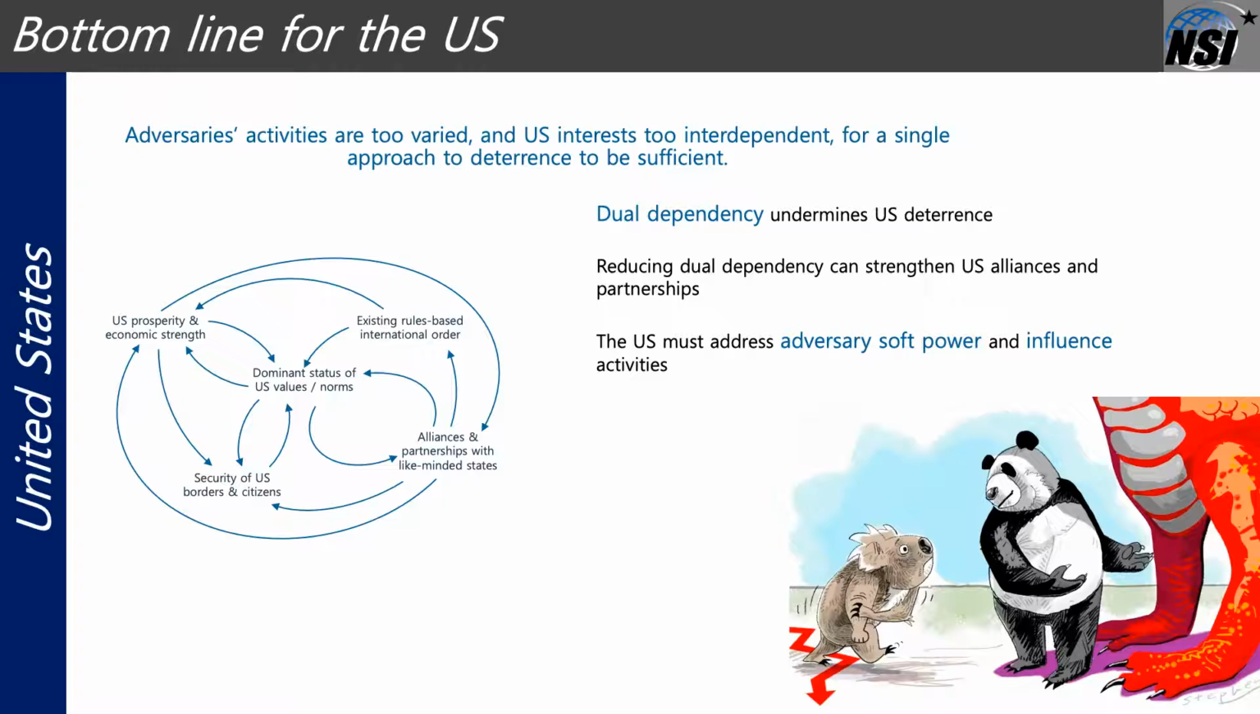Now, allies' dual dependency also undermines US deterrence. Dependence on Chinese trade and investment and Russian energy puts many of US allies in a position where their economic interests are at odds with their security interests and preferences. This vulnerability provides greater scope for a cross-domain response by adversaries, one that puts significant pressure on the target state while avoiding the potential for military escalation with the US. Reducing dual dependency, therefore, can strengthen US alliances and partnerships.